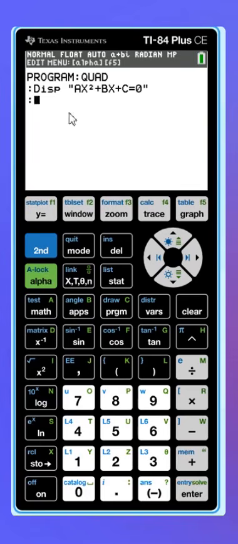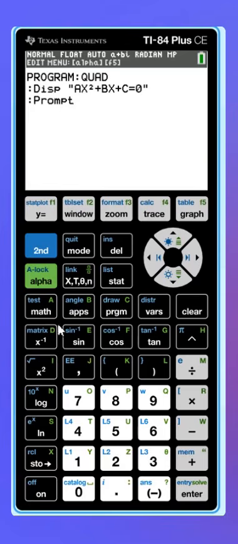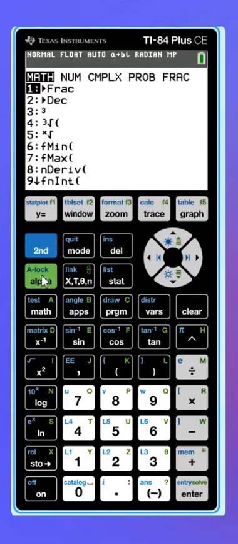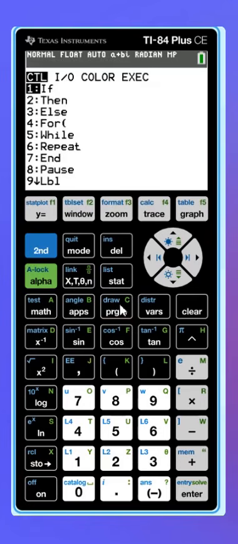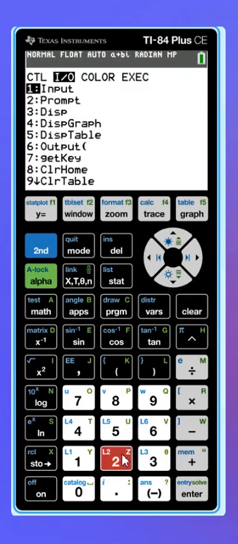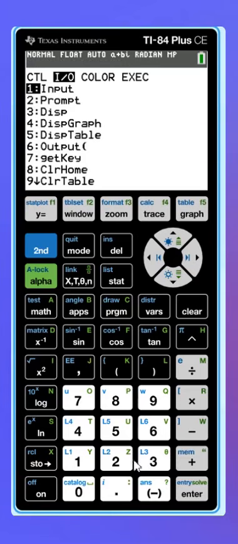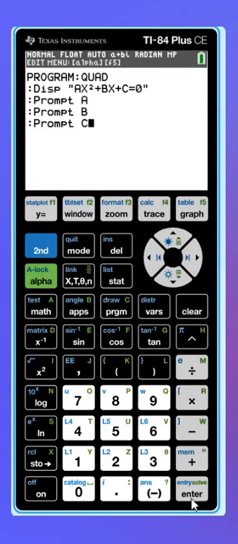So now we're going to actually ask the user for A, B, and C. So program, prompt A. Oops. Okay. There we go. If I got kicked out, I could also go all the way out to the main menu, come back in, and reselect quad to edit the program instead of creating it. But I want to prompt for A, prompt for B, and prompt for C. Okay.